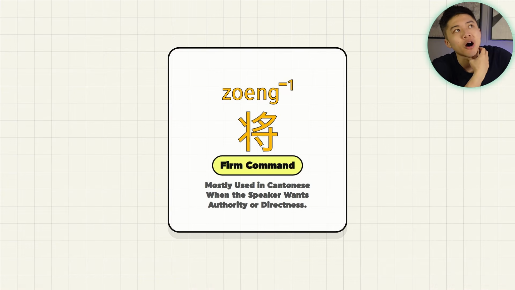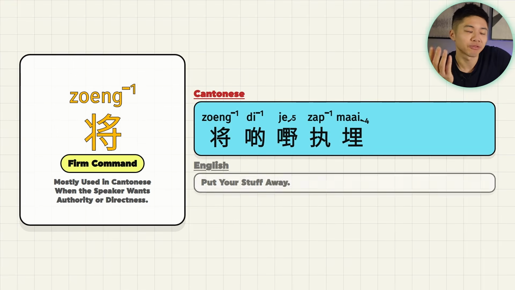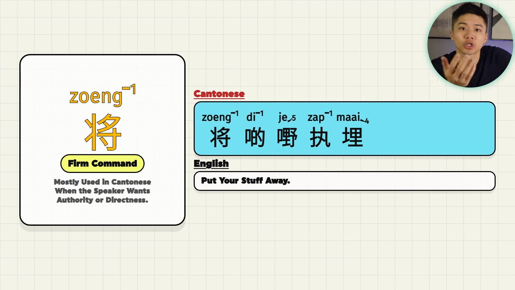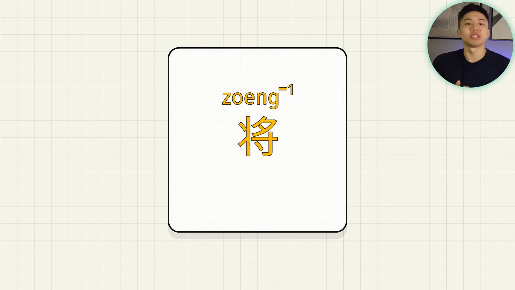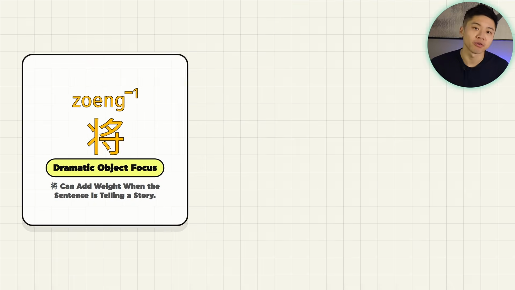You'll hear it very commonly in commands with authority, especially from parents. Your mom saying, you know, zheng di 嘢執埋, put your stuff away. That's zheng. It's firm. It front-loads the object and adds a do-it-now directness. This is where zheng lives most naturally in everyday Cantonese, in imperatives, like commands. It's also very common in storytelling when you're recounting something dramatic.